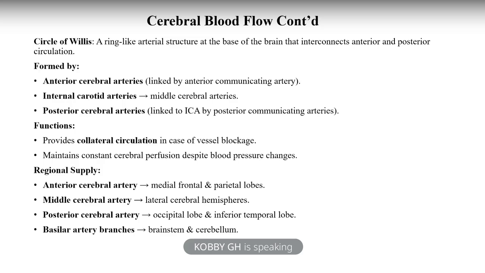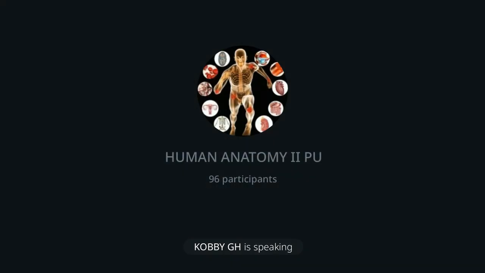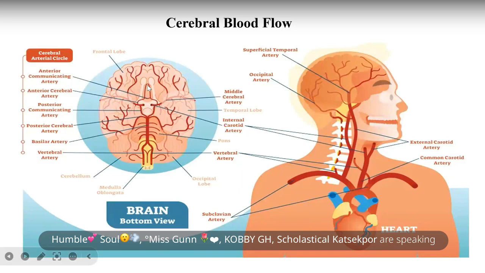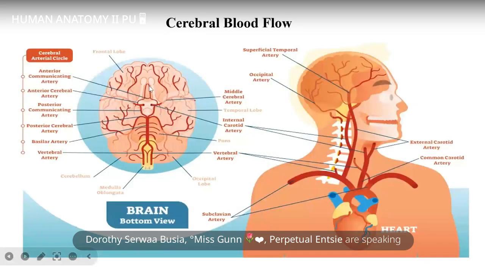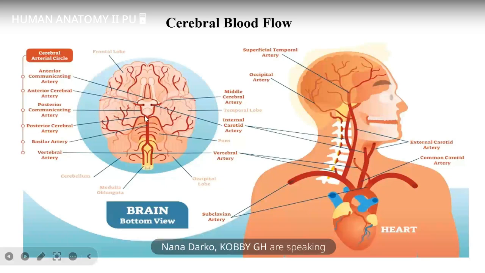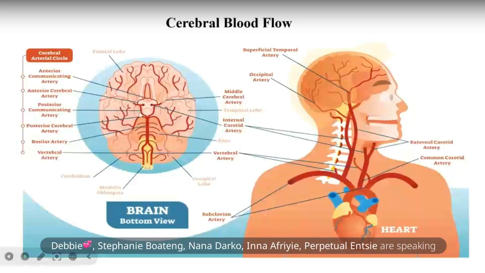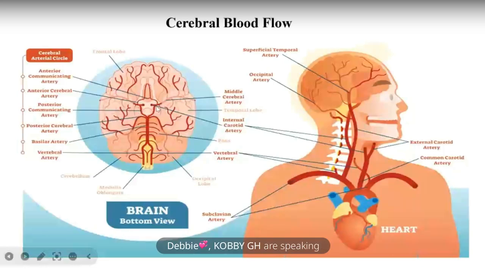So with the circle of Willis, we have three arteries forming the circle of Willis. We have the anterior cerebral arteries, we have the internal carotid arteries, and we have the posterior cerebral arteries. So let's go to the diagram. So we have the anterior cerebral arteries. Say it after me. Anterior cerebral arteries. Posterior cerebral arteries. And then the last one is the carotid arteries.